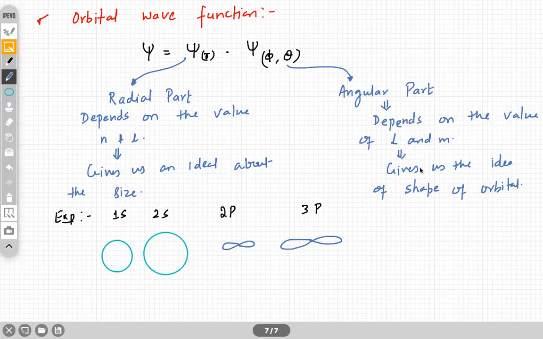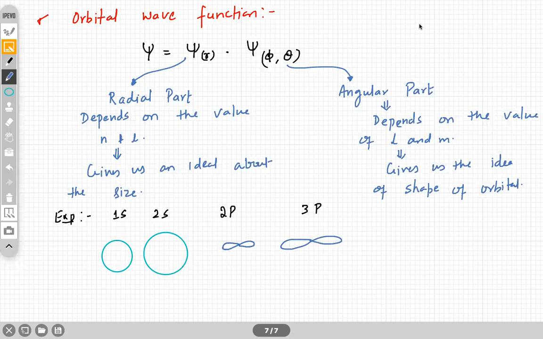Sir, so using the radial part, we can't compare the size of 1s and 2p. No, spherical we cannot compare with dumbbell. Only the same shape we can compare. How do we compare a sphere and a dumbbell? That's not possible, right? We can say 3p has a larger lobe than 2p. Got it? These are the two things we have.